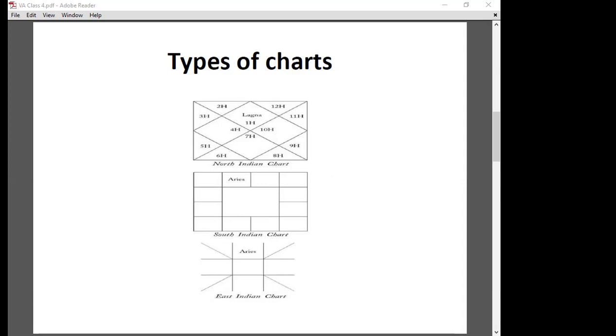Then we have the signs which are strong during the day and signs which are strong during the night. The signs which are strong during the night are Aries, Taurus, Gemini, Cancer, Sagittarius, and Capricorn. They are also known as the Prishtodaya Rashi.